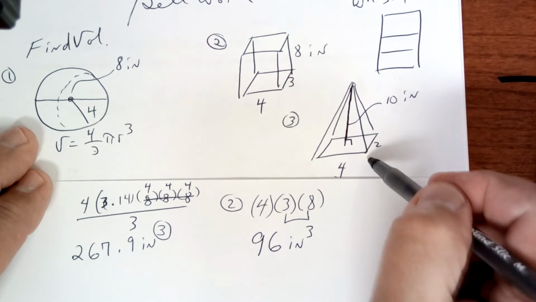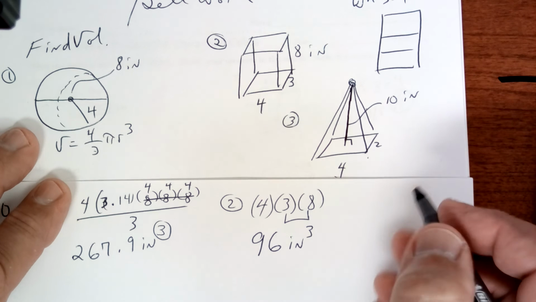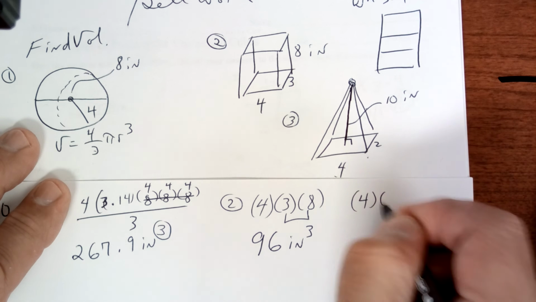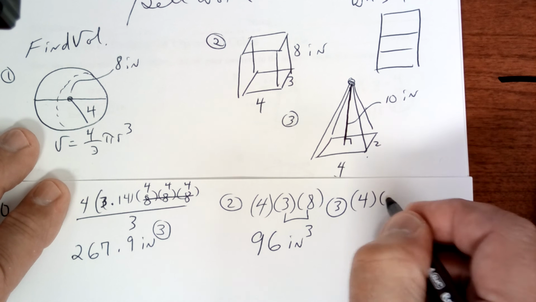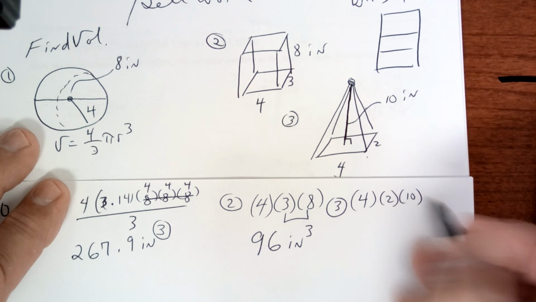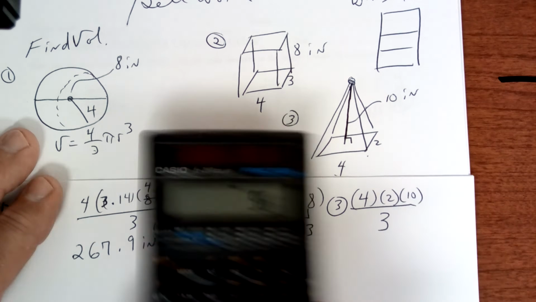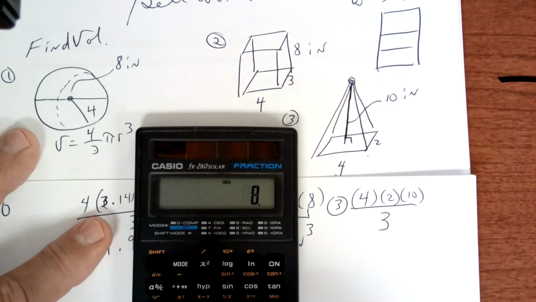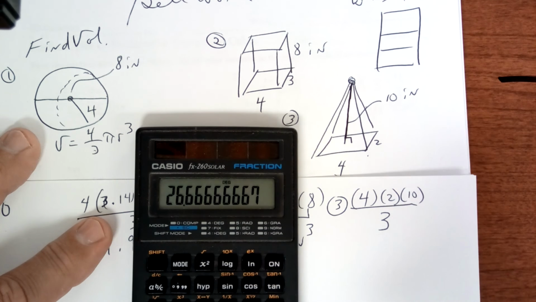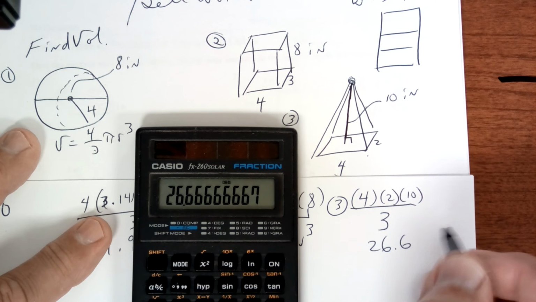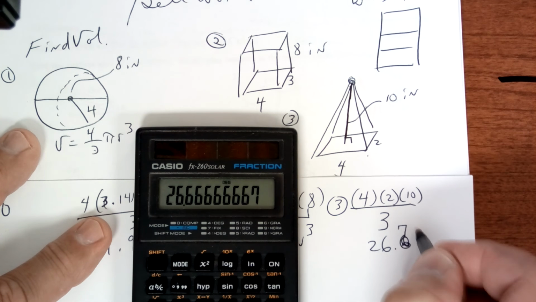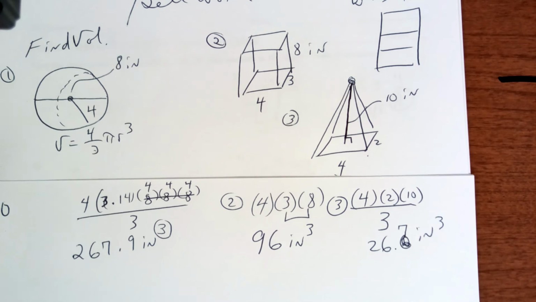but since it comes to a point, you have to divide by 3. So it's 4 times 2 times 10, which is the height, but it comes to a point. So it's going to be 80 divided by 3. And I get 26.6 or 26.7 cubic inches. And there it is. And that's how you do volume.